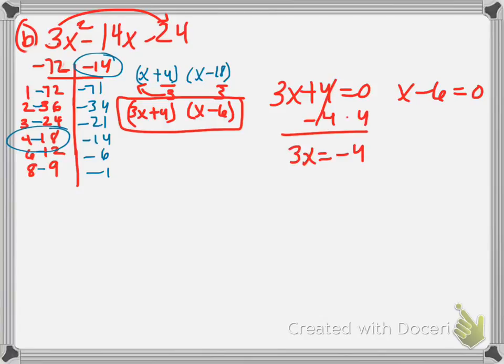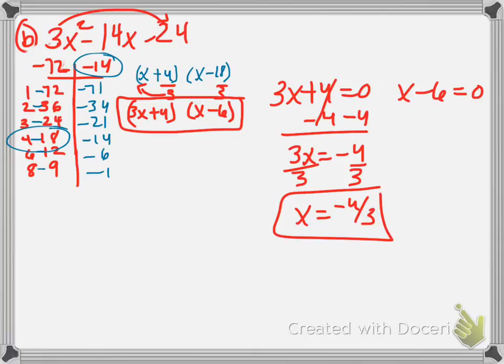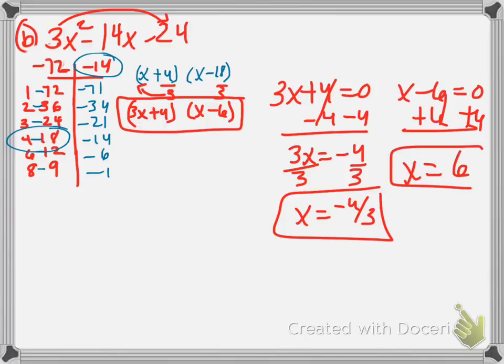3x equals negative 4, and then we divide by 3, so x equals negative 4/3. And then this is a plus 6, so x equals a positive 6. Any questions on example B? If they all could be divided by 3, if 14 was like a 12, what would you do there? Factor out the 3 first, and then just work like what we were doing before.